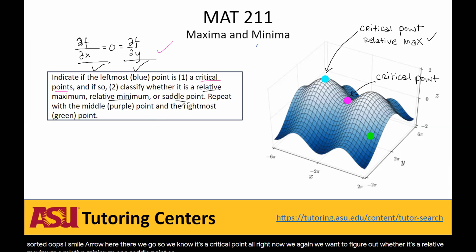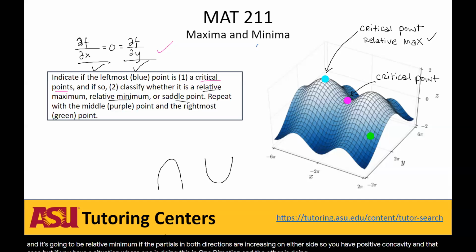So it will be a relative maximum if our partial derivatives are going to be decreasing on either side of the point. So that would mean that it's negative concave. And so that would have to be true for both the x and y direction. And it's going to be relative minimum if the partials in both directions are increasing on either side. So you have positive concavity in that case. But if you have a situation where one is doing this in one direction and the other is doing this in the other direction, then this is where you have what's called a saddle point.